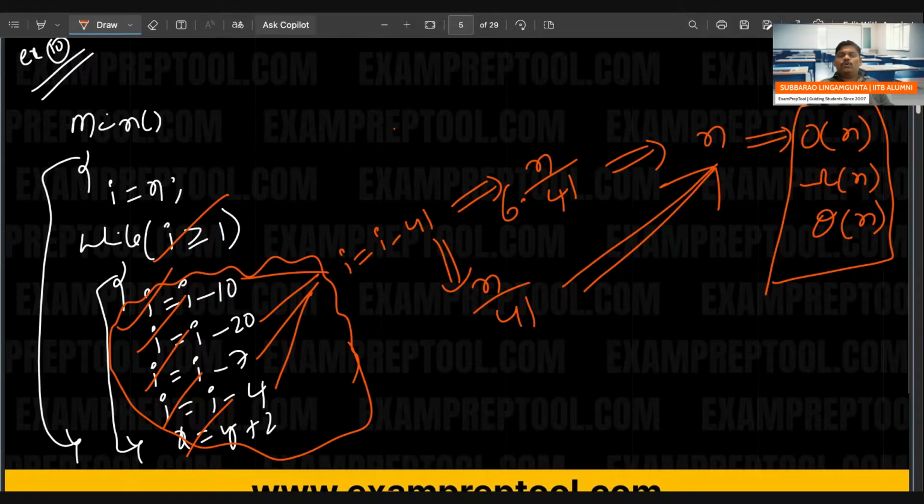Yeah, fine. So yeah, maybe right. Whatever you are saying, I agree. But the thing is, in the loop, every time all these subtractions are going on. In this loop, every time I is decrementing by 41.